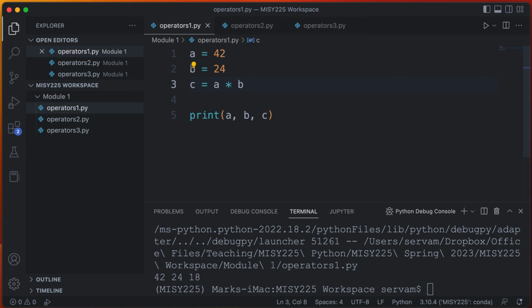Multiplication works by using an asterisk. And division works by using a slash. Finally, we can do exponentiation by using the two asterisks together. If I want to, for example, take 2 to the 4th power, I could do that by doing A asterisk asterisk and then a 2. Again, notice no space between the two asterisks.